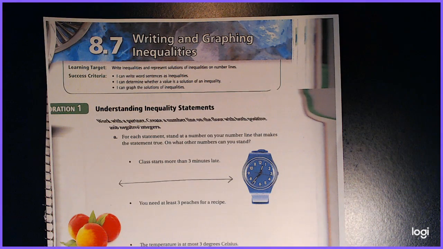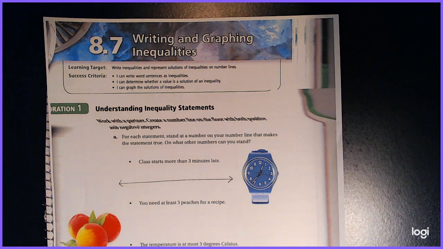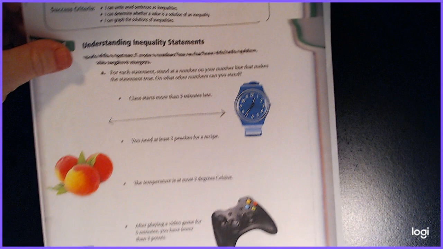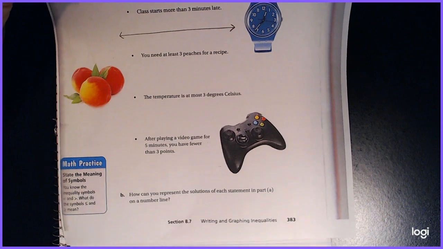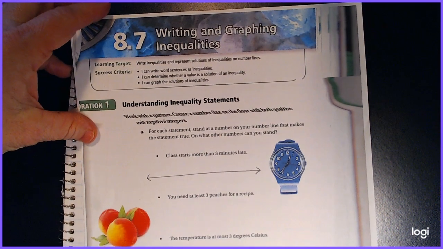As you can see, we're going to do a video today for our lesson, which is 8.7, Writing and Graphing Inequalities. This is in your book on page 383. Let's make sure this is up here on the bottom of the screen. Page 383 if you want to follow along. Otherwise, you can just watch here on the screen.